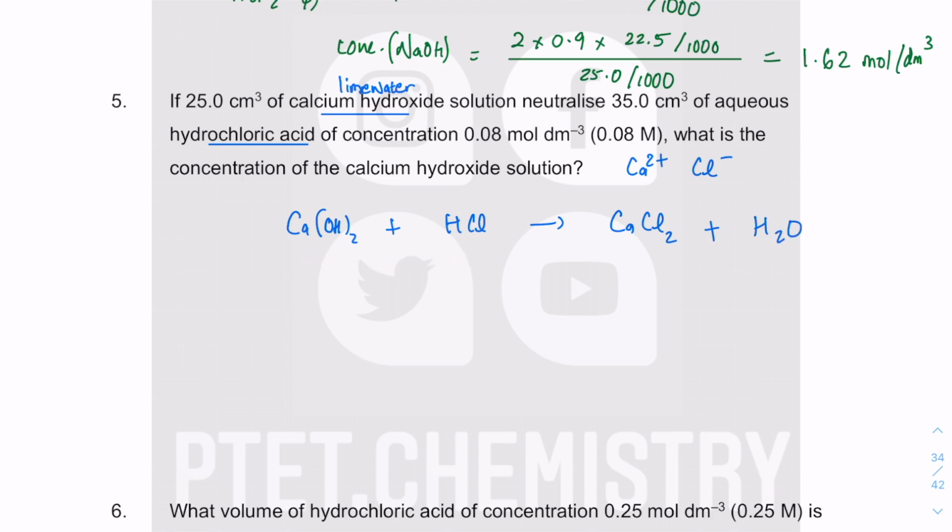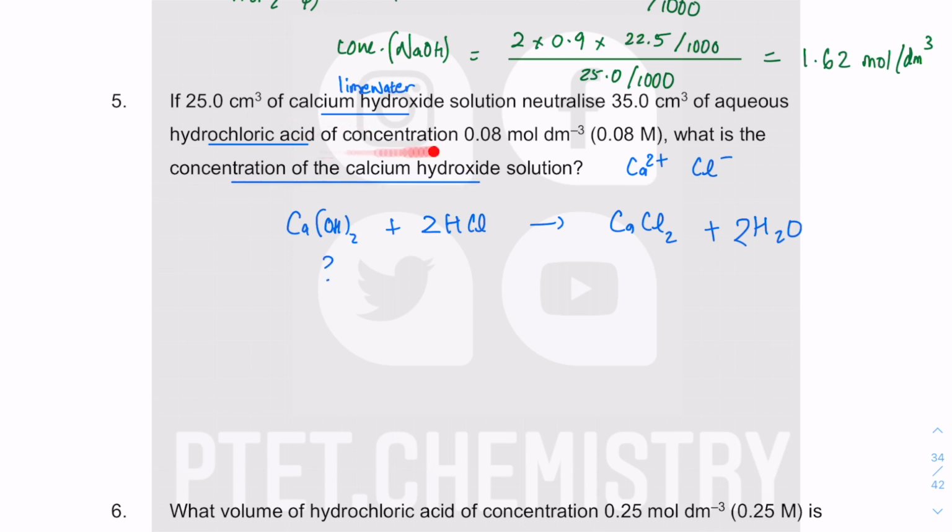and a base. You have 2 chlorine there, so I need 2 HCl. If I have 2H and another 2H, I need 2 H2O because they will give me 4 hydrogen, 2 from there, 2 from there, and 2 oxygen will give me the 2 oxygen. This equation is balanced now, so I need the concentration of calcium hydroxide.